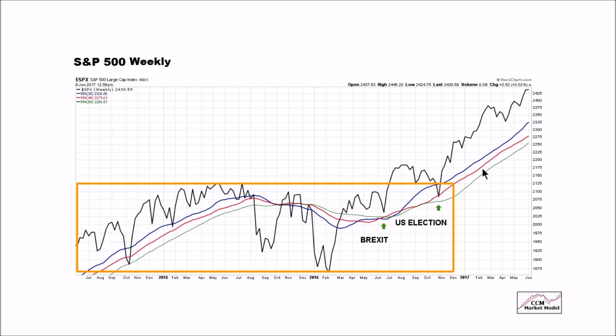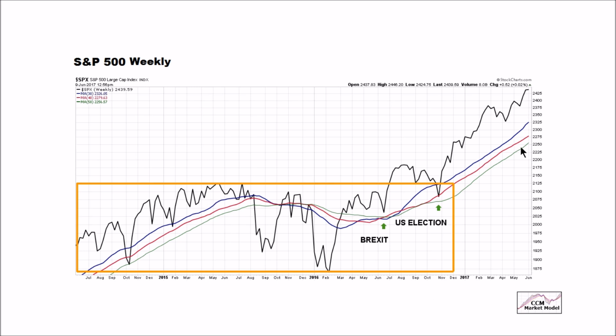When price gets extended from the moving averages, it's possible that we may come back at some point and revisit these moving averages. In fact, it's not possible, it's a certainty. Some point in the future, price will come back and touch some of these moving averages. But it can do that within the context of an ongoing uptrend.